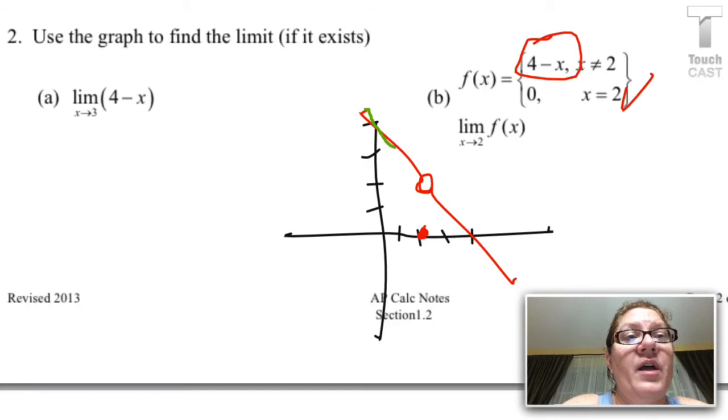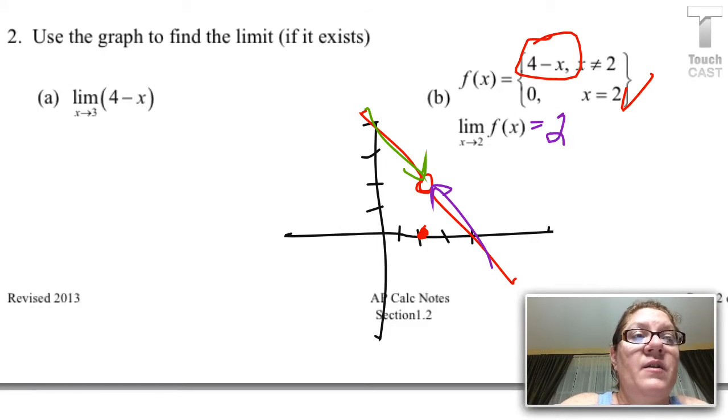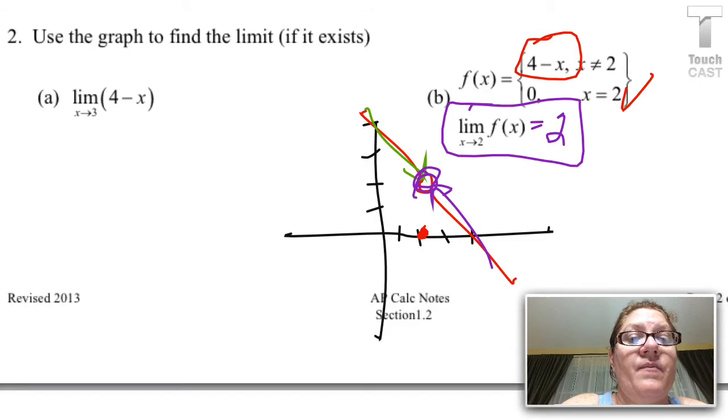So if I'm looking at the limit as I get closer and closer to 2, well, from the left, I was getting closer and closer to that open dot, and from the right, I was getting closer and closer to that open dot. So the y value was approaching, in fact, 2, even though my defined point is (2, 0). The limit when I went from the left and right was still approaching this open dot.